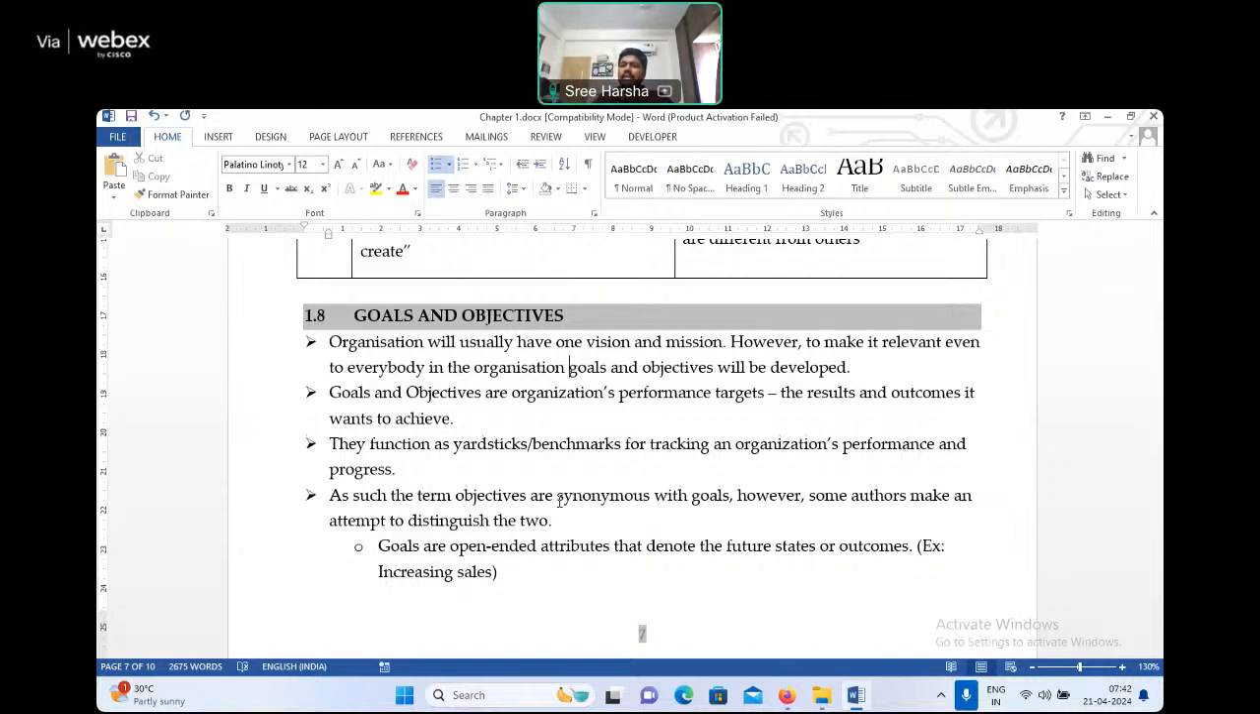Goals and objectives are at the department level. The vision statement, which is established at the top level, will get translated into goals and objectives at the bottom level. Goals are nothing but open-ended attributes. For example, a goal says I should grow. An objective says I should grow by 20% within 2024. So if something is measurable and specific, then it becomes an objective. A goal is nothing but an open-ended statement.